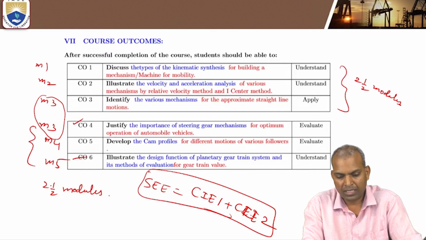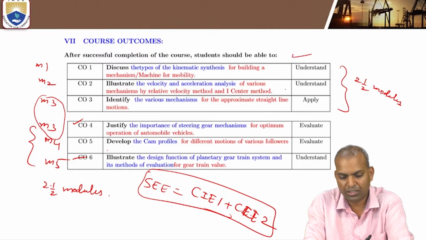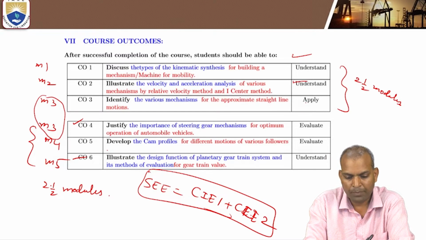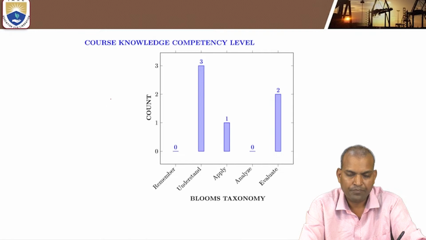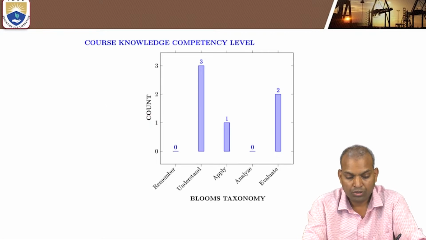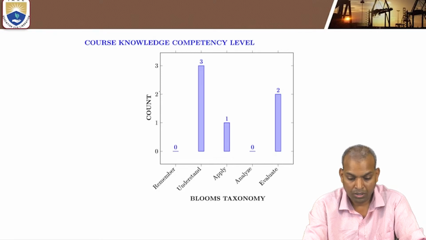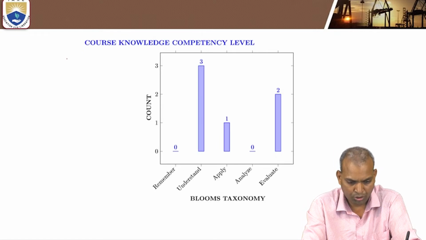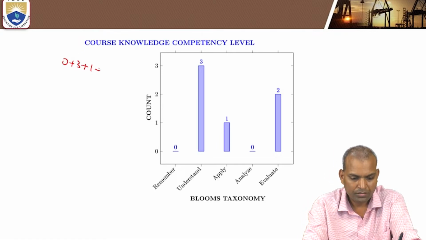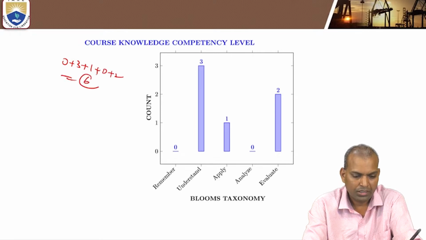Now here, there are three understanding, one apply and two evaluate levels in Bloom's taxonomy. This is the Bloom cognitive level versus the count. So the count for understand is 3, apply is 1, evaluate is 2. A total of 6 outcomes has to be counted. 3 plus 0 plus 3 is equal to 6. This 6 indicates the number of outcomes.